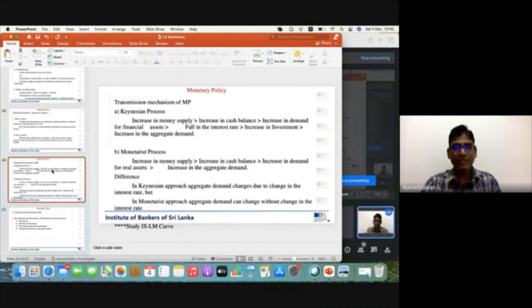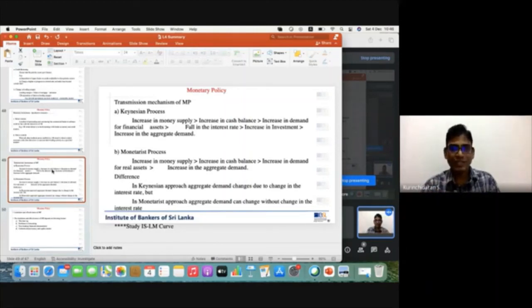You should also know the transmission mechanism of monetary policy sometimes differs based on these two theories. The first one is the Keynesian process. What they say is, when you increase money supply, cash balances increase. Let's think about the central bank increasing the money supply, so you get more cash. Now what do you do with that cash? You can invest in treasury bills.